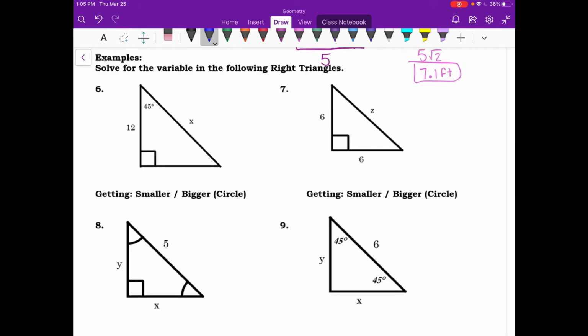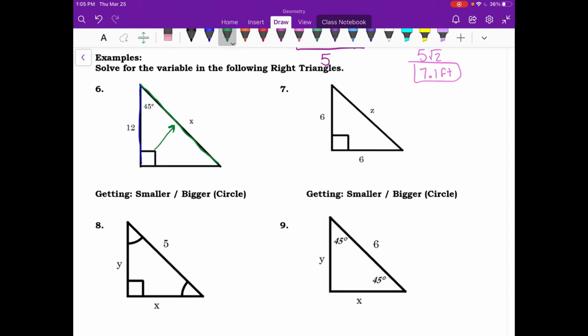Okay, we've got some last couple examples. So number 6. We just need to solve for the variable in this case. It doesn't tell us which one we have or which one we need. We need to figure that out. So in this one, we have this side right here. We're told it's 12. And we need this side right here. It has the x. The side with the x is the hypotenuse.